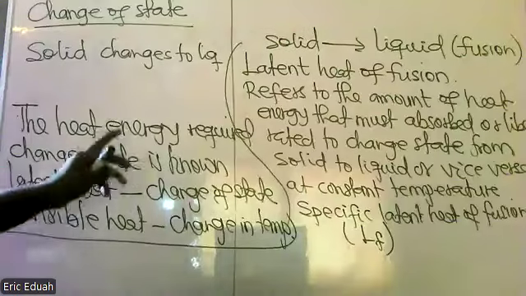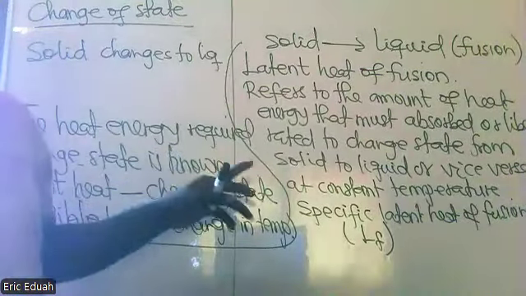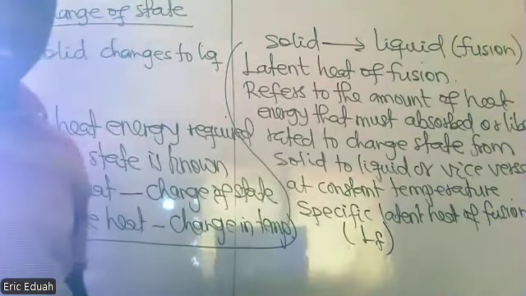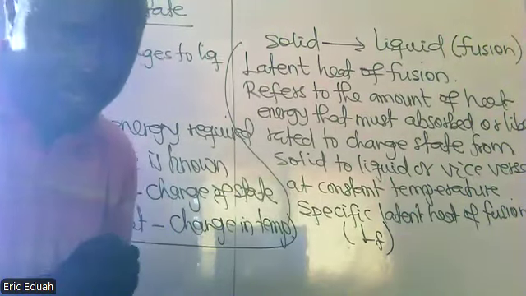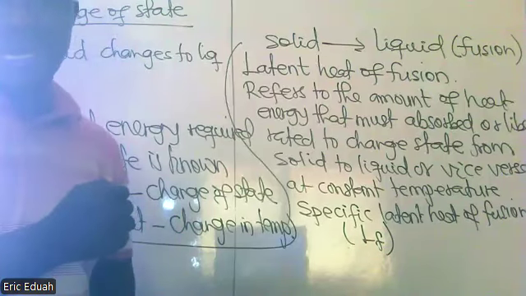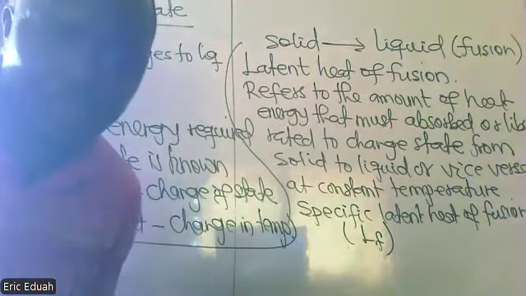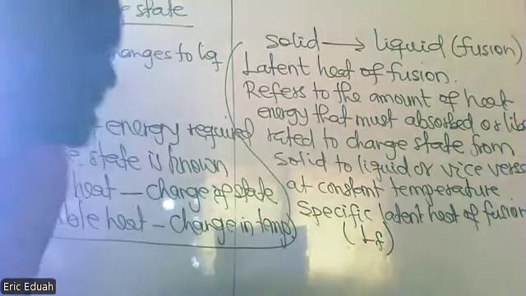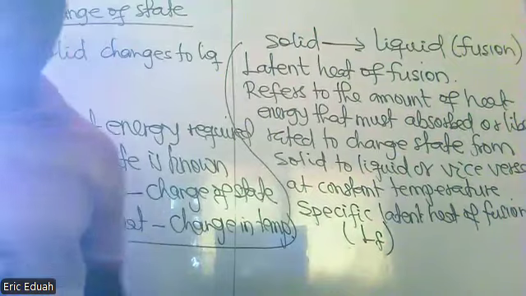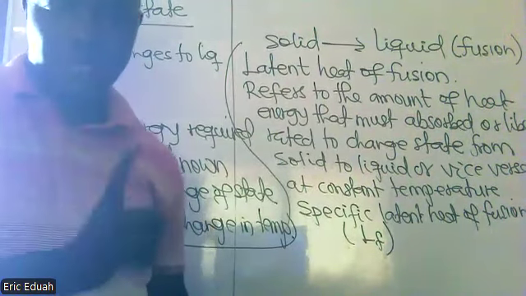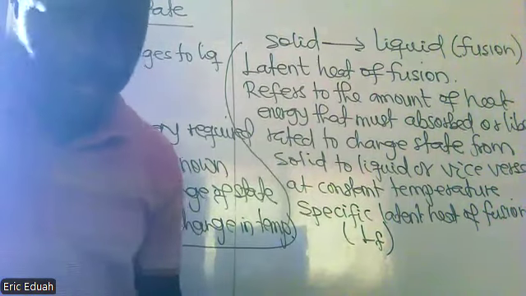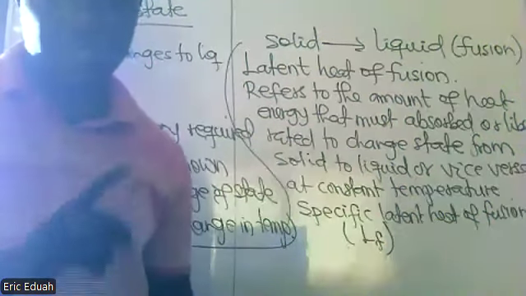So that is it with specific latent heat of fusion. The quantity of heat energy that must be absorbed or liberated by 1 kilogram mass of a material at its melting point to change state from solid to liquid at a constant temperature. Please note the definition so well.